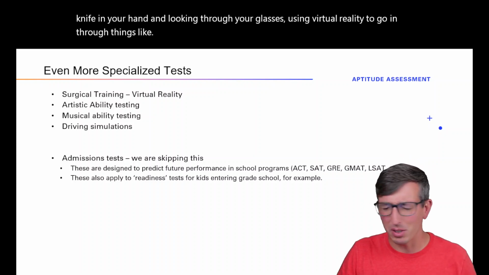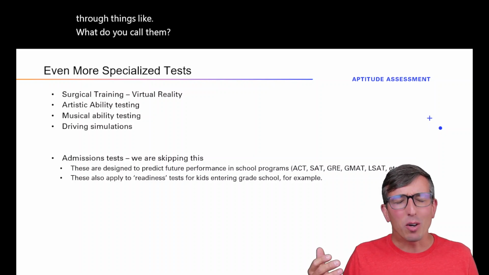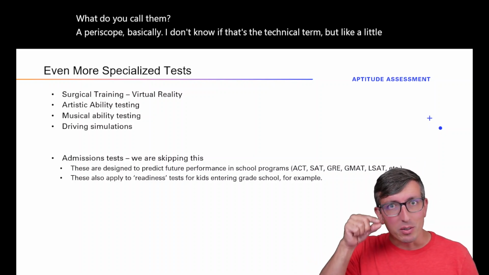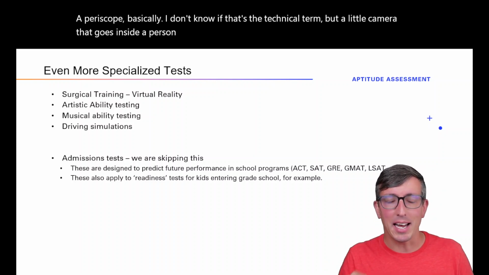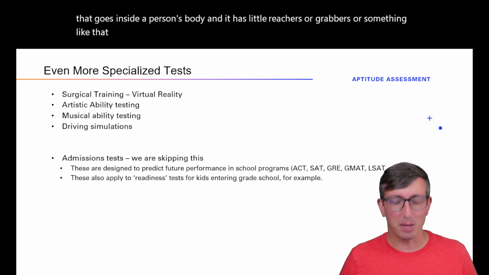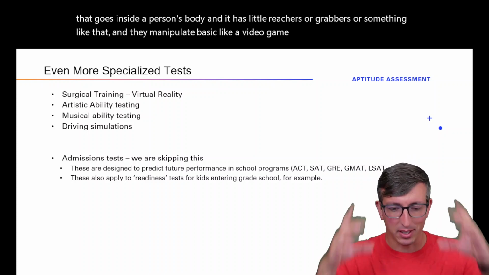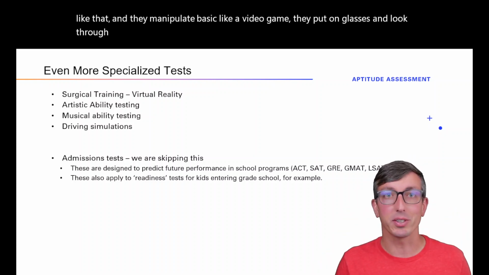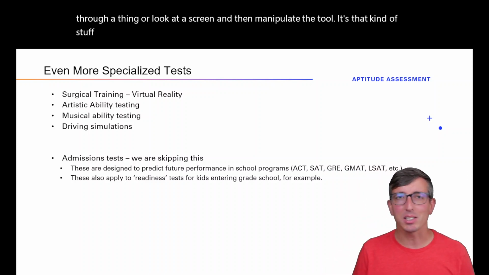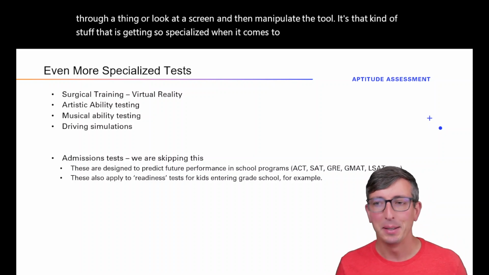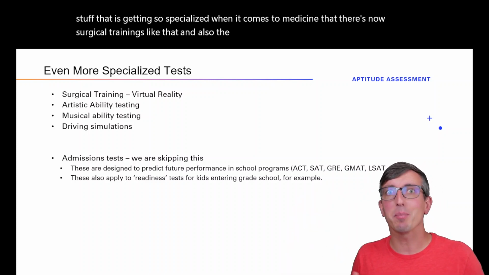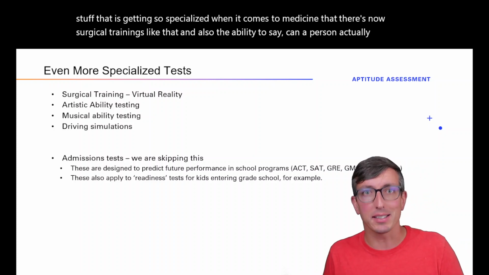what do you call them? A periscope, basically. I don't know if that's the technical term, but like a little camera that goes inside a person's body and it has little reachers or grabbers or something like that. And they manipulate it basically like a video game. They put on glasses and look at a screen and then manipulate the tool. It's that kind of stuff that is getting so specialized when it comes to medicine that there's now surgical training like that. And also the ability to say, can a person actually do this kind of stuff?